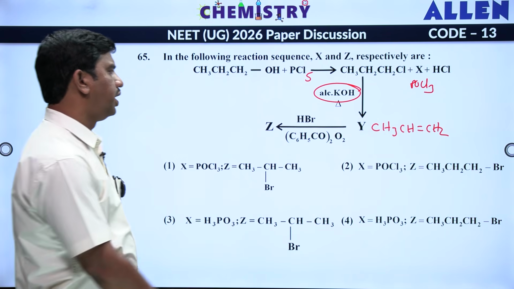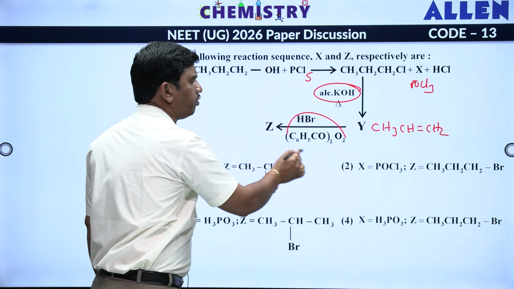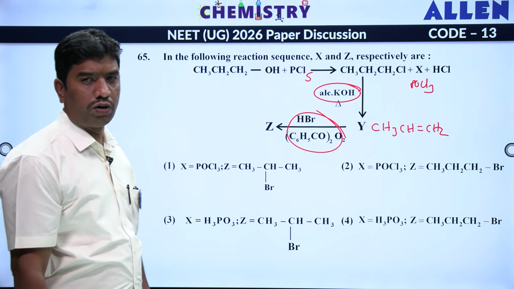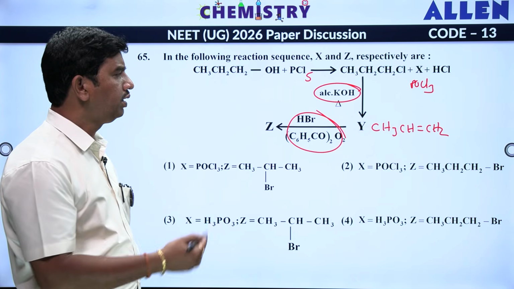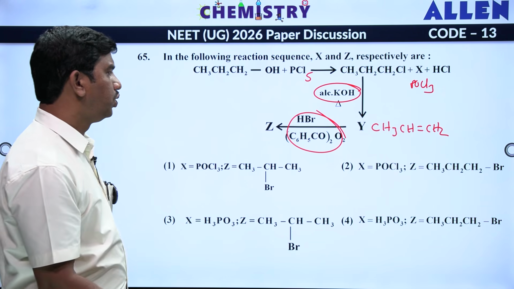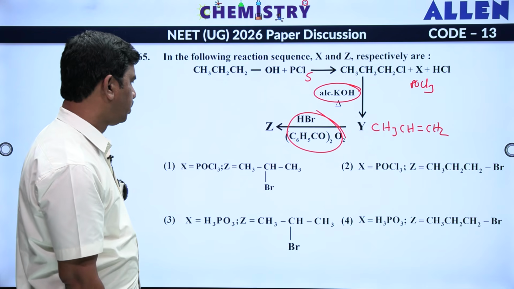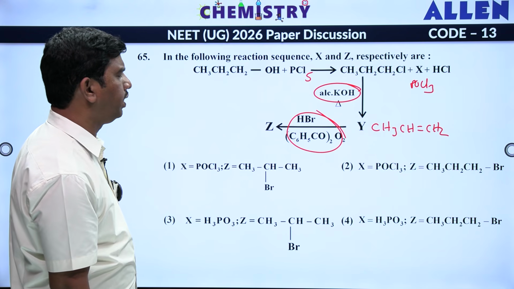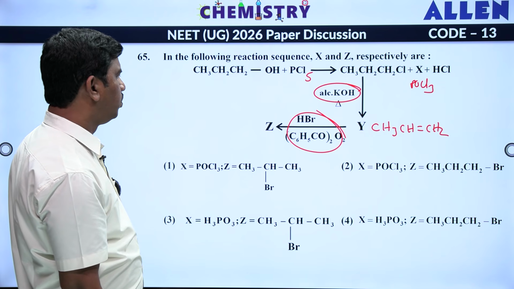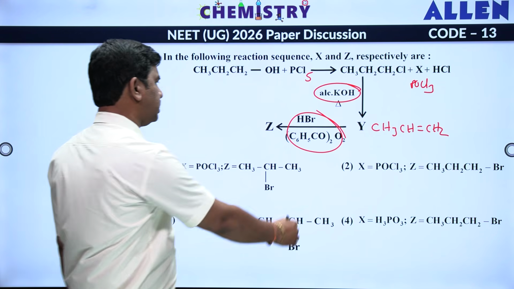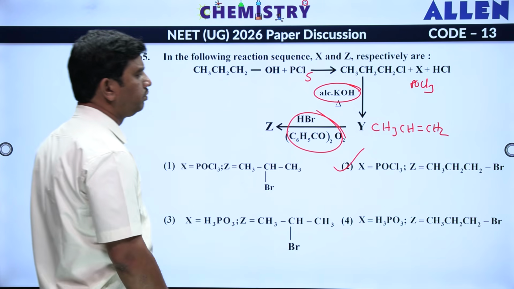This propene reacts with HBr in presence of peroxide, which is anti-Markovnikov addition. So bromine is added to the double bond carbon containing more hydrogens. So you will get 1-bromopropane. So Y is 1-bromopropane and X is POCl3. So for question 65, the answer is 2.